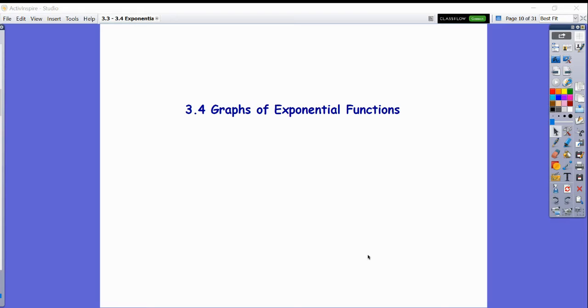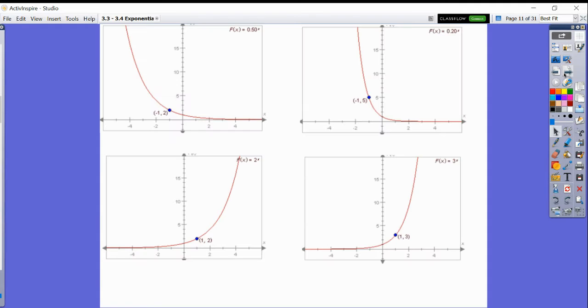On graphs of exponential functions. So you should have completed lesson 3-2 on what an exponential function is. Make sure you kind of understand that. Maybe go back and look at some of those examples. And then in 3-3 we did some applications, so you were able to use some of those equations to solve some more realistic problems. Now, these are the types of graphs you should have.